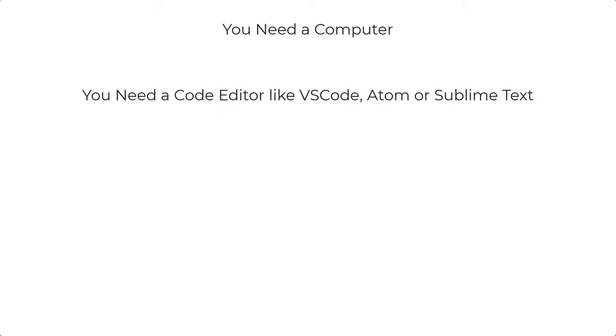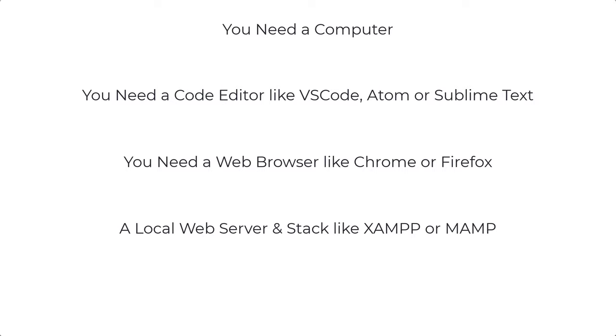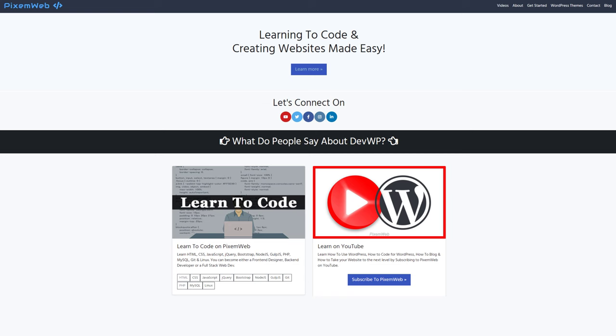You need a code editor like Atom, VS Code, or Sublime Text. You need a web browser like Chrome or Firefox. You need a local web server and PHP, which is provided by either XAMPP or MAMP, but you also need to dedicate time to learning PHP. Ideally, a minimum of about 1 hour per day. 2 hours is better.